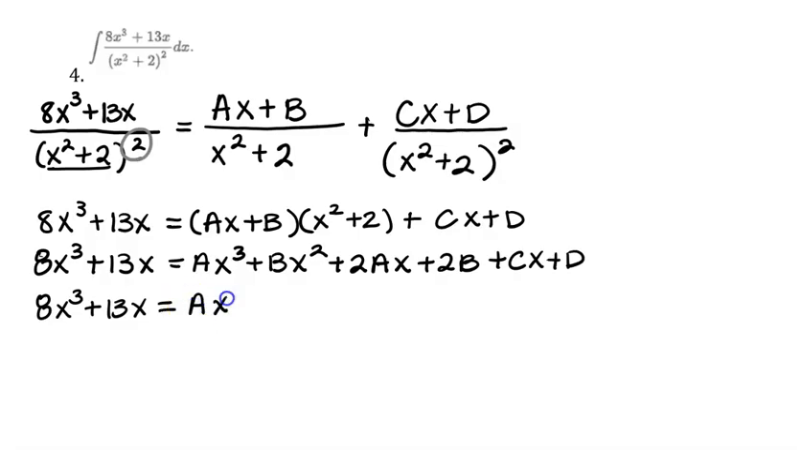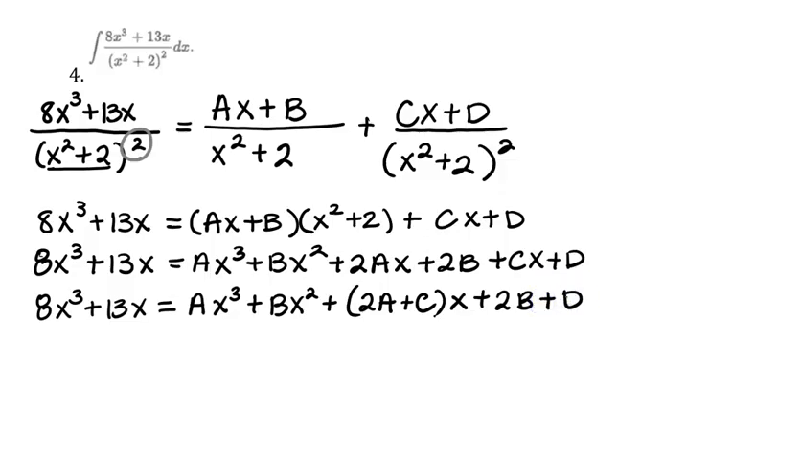There's only one x cubed term. There's only one x squared term. But as for the x's, there's a 2a in front of an x, and there's a c in front of an x, so I'm going to pull that out. And then for the terms with no x, there's a 2b and there's a d. So now I'm ready to start equating coefficients because I can see what's in front of x on both sides of the equation.